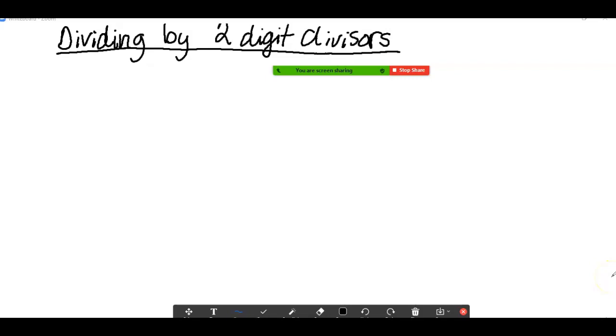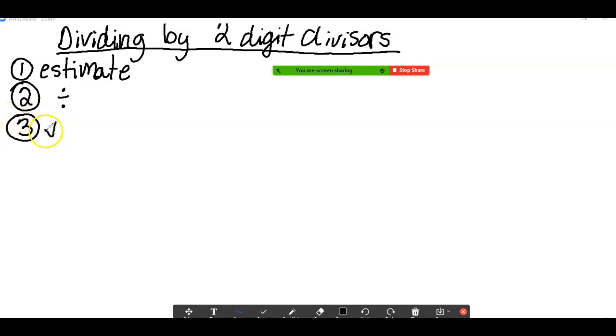This video is going to go over a couple of problems dealing with dividing by two-digit divisors. So I want to remind you of a couple of steps. First, we are going to estimate, because we estimate with everything. Second, we are going to divide, and we're going to stick with the box method that we've been doing lately. And finally, we are going to check with multiplication.